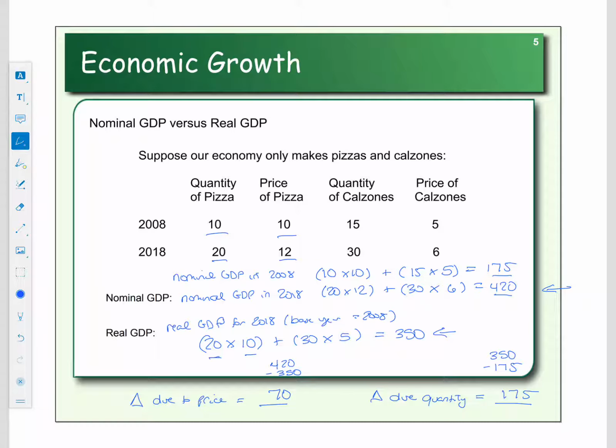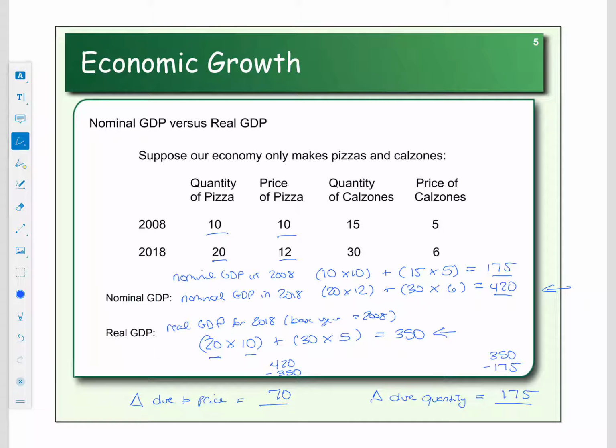Okay, so what does this tell us? In 2008, the size of our economy in 2008 dollars was $175 worth of stuff. In 2018, the total value of all the goods we made in 2018 dollars was $420. The reason that nominal GDP increased in that 10 years, $70 of that change was due to price. Pizzas cost more, calzones cost more. $175 of that difference was because we were making and selling more pizza and more calzones.